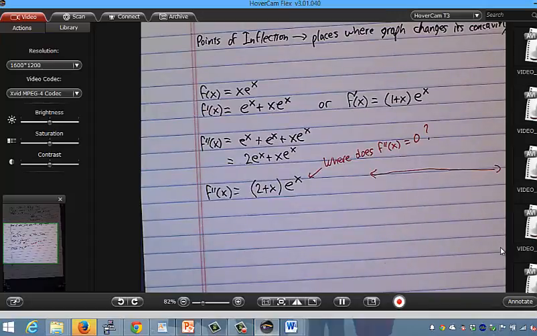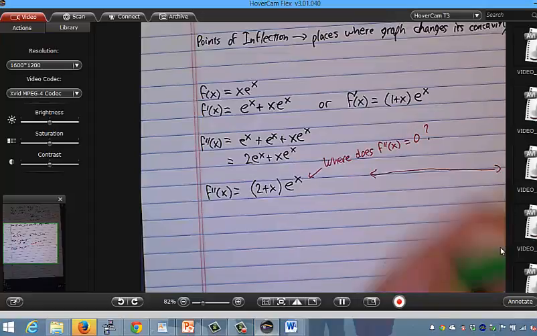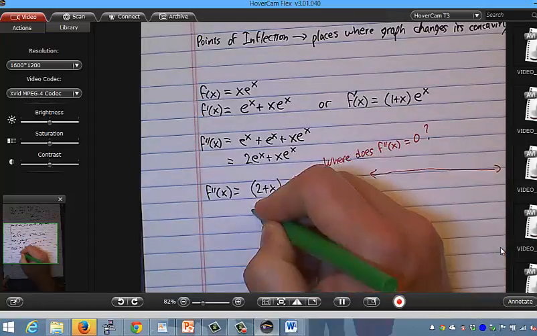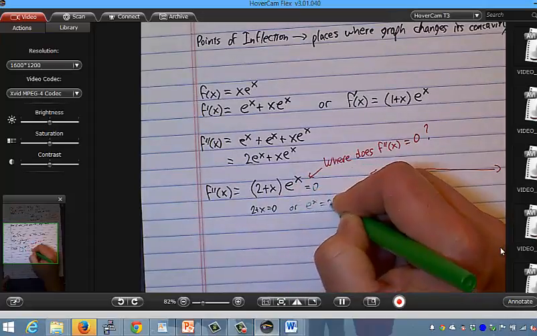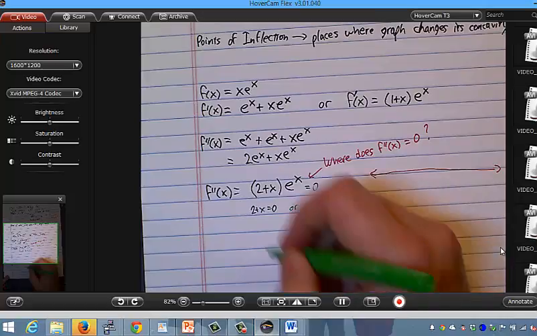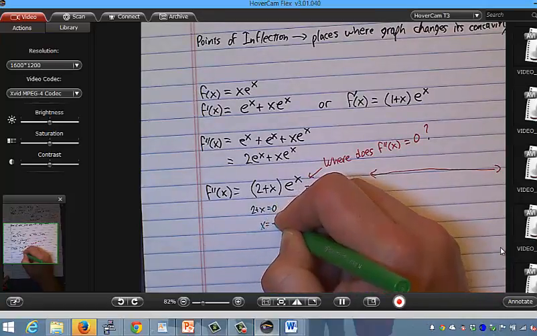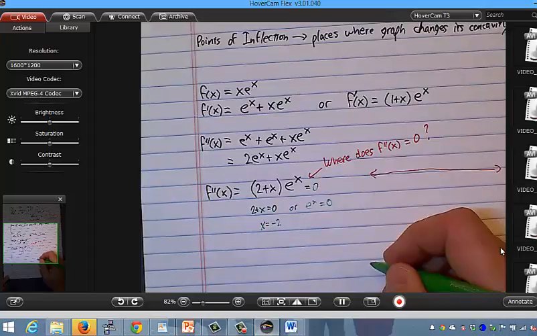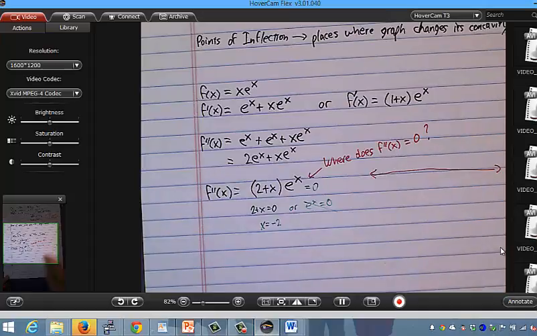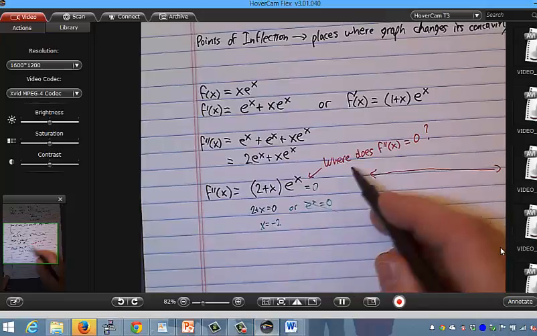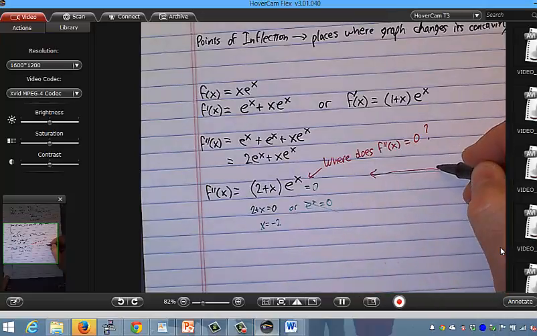I guess I've got to work it out, huh? So set it equal to 0, and I get 2 plus x equals 0, or e to the x equals 0. What do you guys tell me about that? So x could be negative 2. This one doesn't have any solutions, e to the x equals 0, because we know that graph. e to the x is always positive. So the only place that f double prime of x equals 0 is right at negative 2.